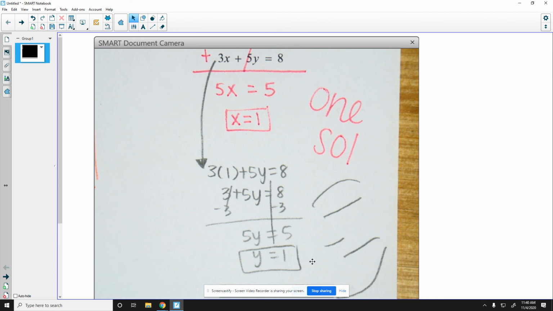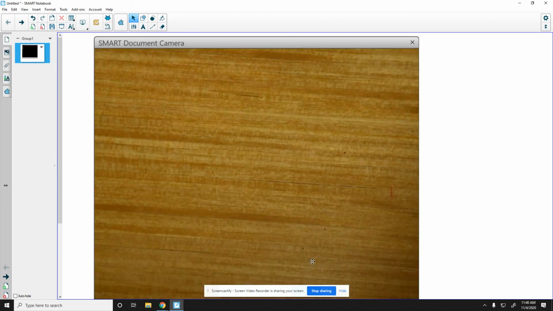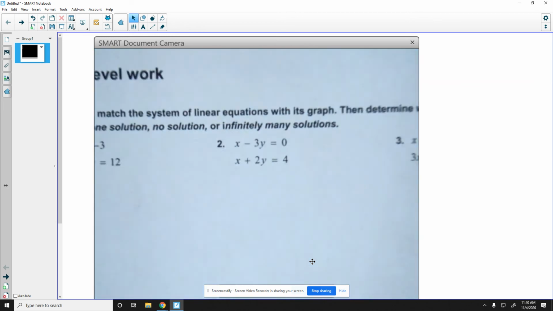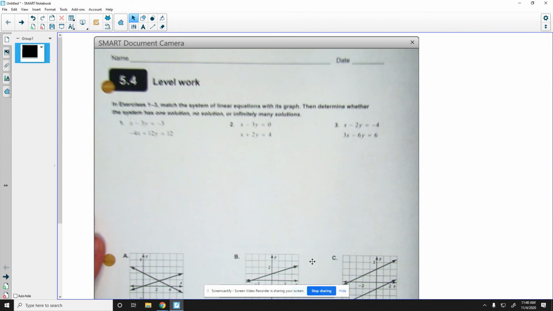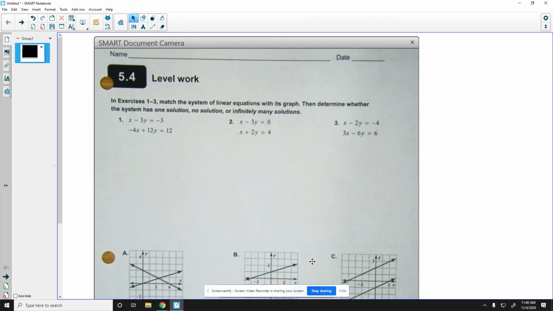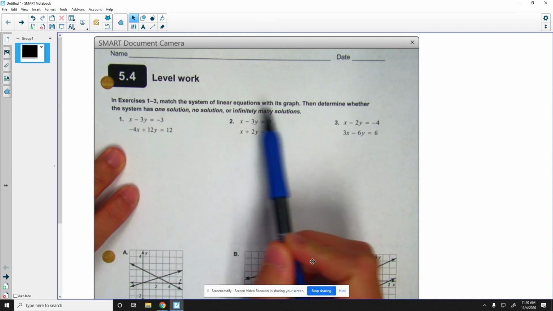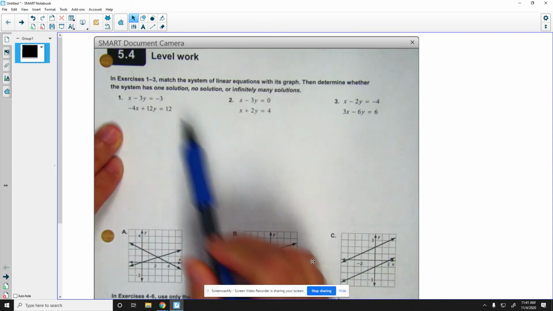And that's it. Okay, let's look at your level work really quick. I just want to clarify a couple things with you, okay? And then I'm done. I mean, there's not much to talk about today. All right, for numbers 1, 2, 3, it asks you to solve it. And do you have one solution, no solutions, infinitely many? And then match it with the picture.